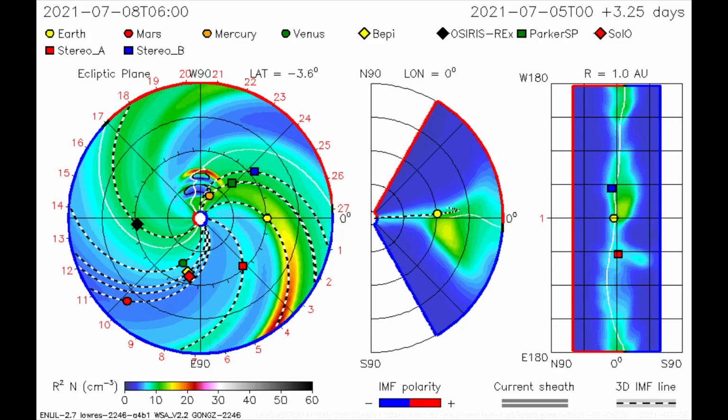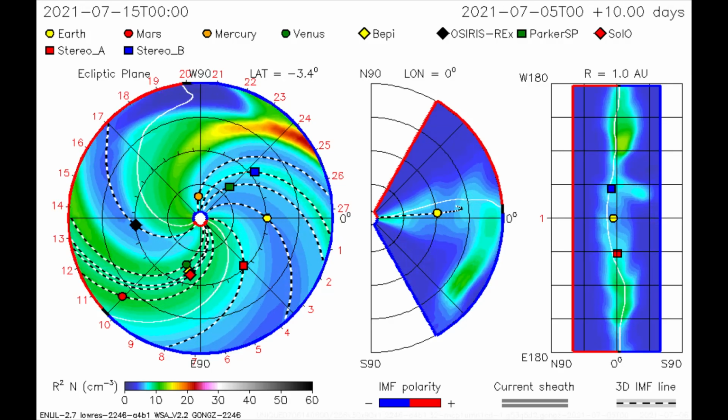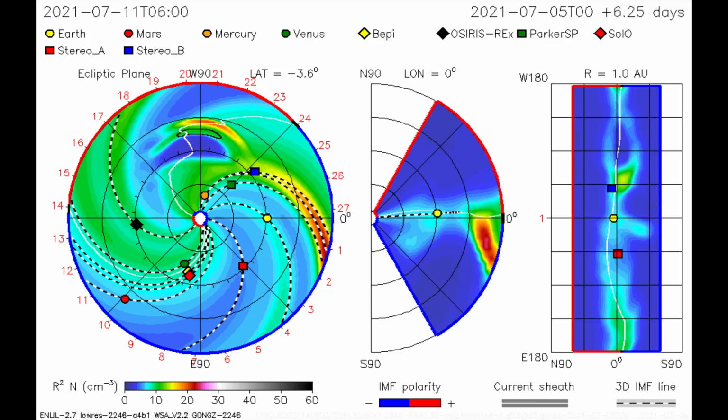On this CME model, the direction of the solar flares is mapped. Looks like Mercury gets a double dose of the two flares.